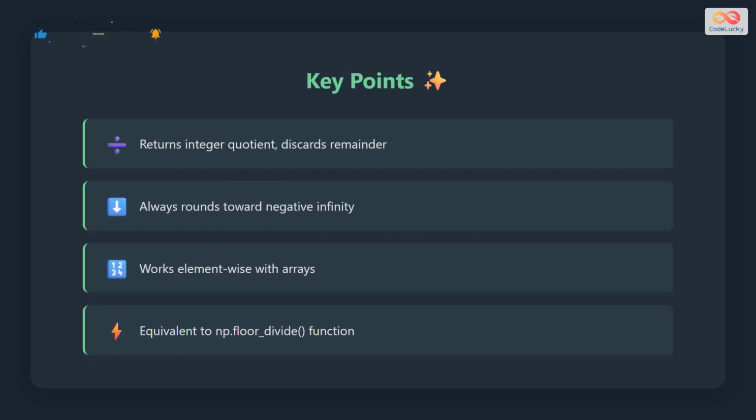Let's recap the key points about floor division in NumPy. First, it returns the integer quotient and discards the remainder completely. Second, it always rounds toward negative infinity, which affects how negative numbers are handled. Third, floor division works element-wise with arrays, performing the operation on corresponding elements. Finally, the double forward slash operator is equivalent to the np.floor_divide function. Understanding these principles will help you use floor division effectively in your NumPy calculations.